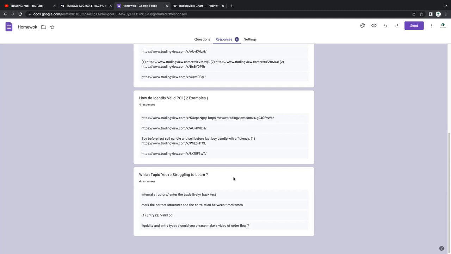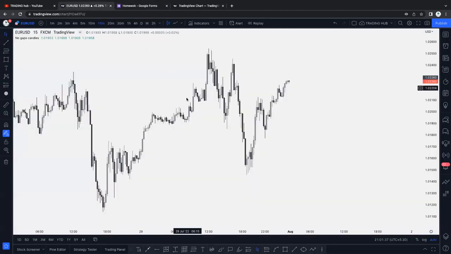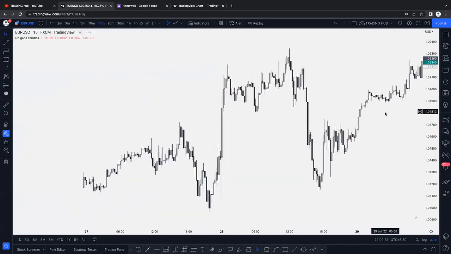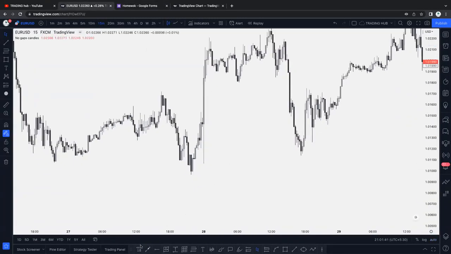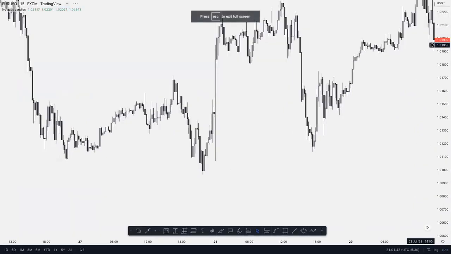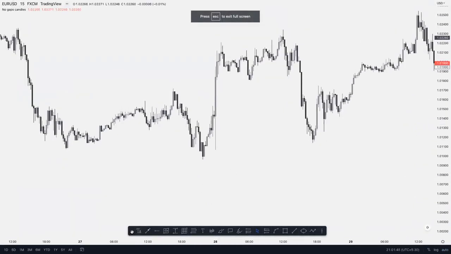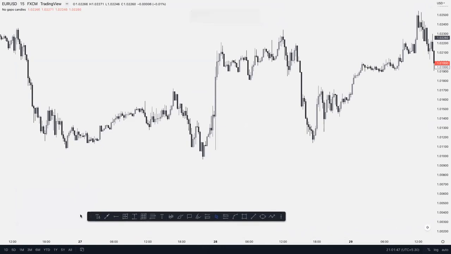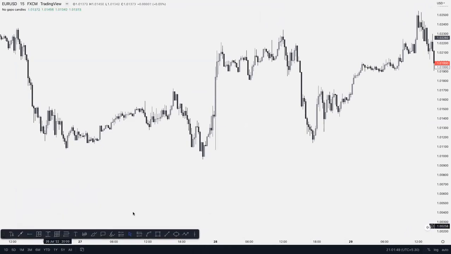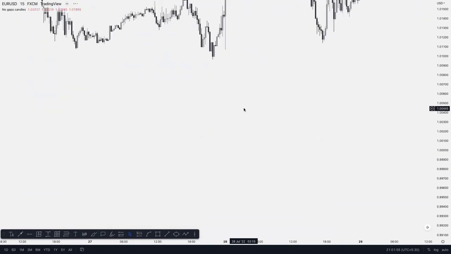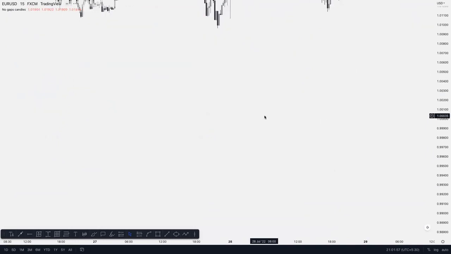All right, so now let's go back to the chart. You can see here how to identify the internal inducement, sorry, internal structure and major structure. I'm going to show you exactly.